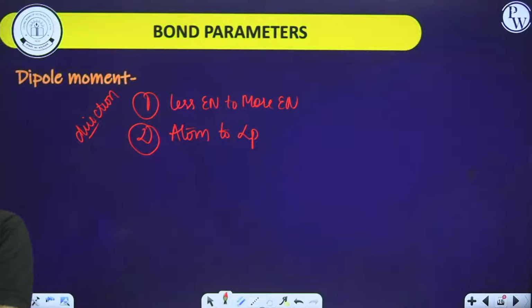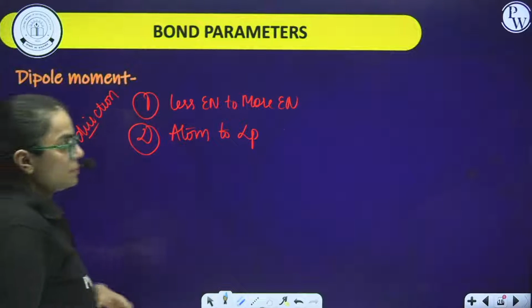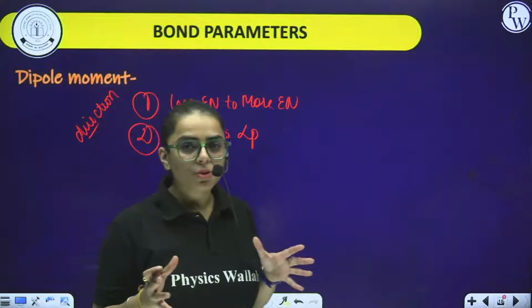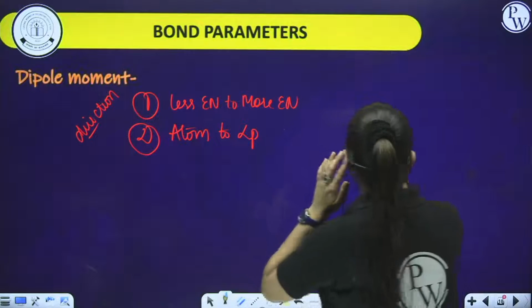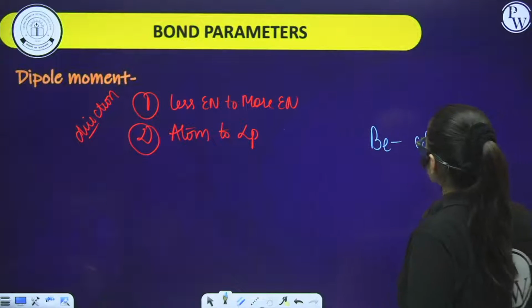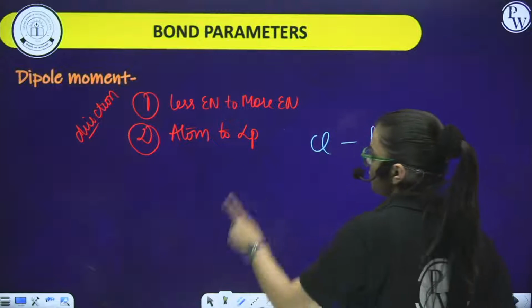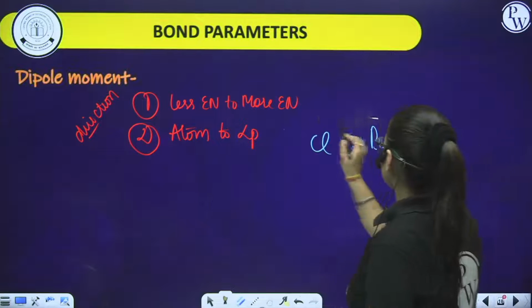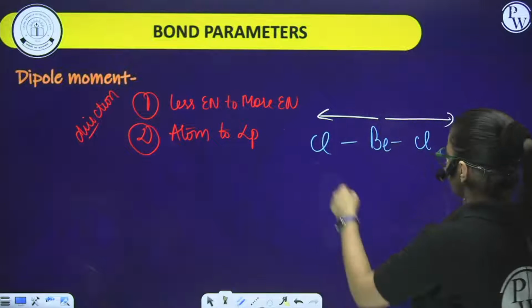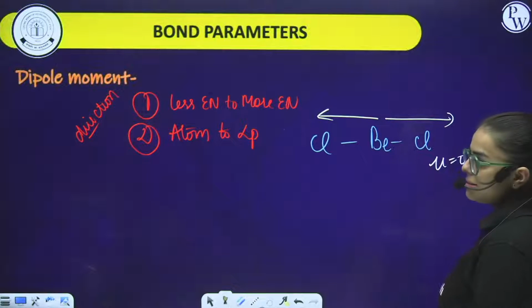Let's take a general example over here, students. As I have told you, we have to see the direction. Let's take the case of BeCl2. BeCl2 has a linear shape. Now we have to move in which direction? From lesser electronegative atom to the more, less to more, less to more. Now they are cancelling each other, so the dipole moment is 0.